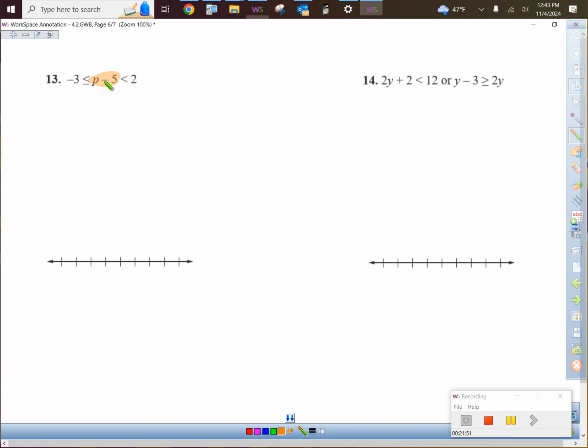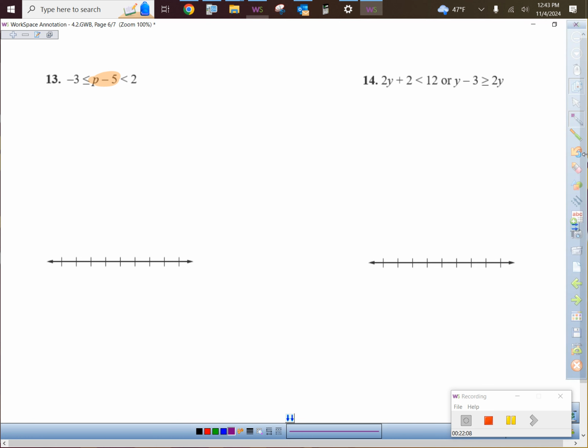Here's my question. Is P all by itself on the inside? Nope. So I'm going to teach you how to cheat this. If there were X's or P's or whatever on the outside, we'd have to do this a different way. That's not the case. I would like to get that P all by itself. There is a -5 in there. How can you get rid of that -5? We're going to add 5. Most people say to both sides.